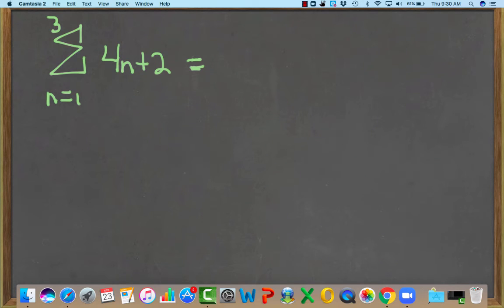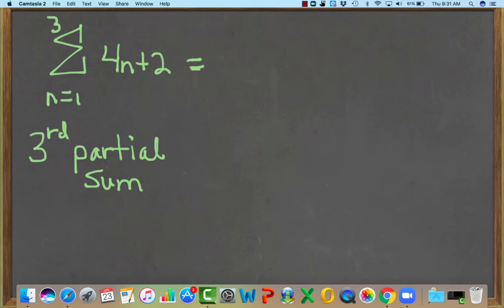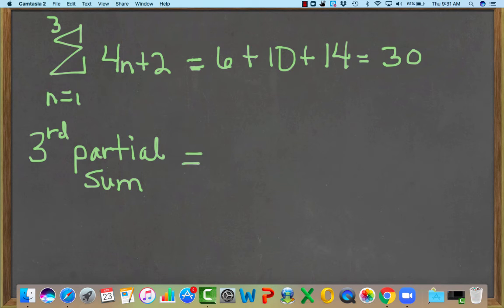Let's say that they ask us to find this sum and simplify it down. Then we would be finding a third partial sum because we are finding the sum of the first 3 terms. So if I expand this out and I put a 1 in the first time, I'm going to have 4 times 1 plus 2, so that's going to give me 6. If I put in 2, 4 times 2 would be 8 plus 2 would be 10. And then when I put in 3, I get 4 times 3 is 12, plus 2 is 14. And then if I add all that together, I get 30. So we would say that our third partial sum would be 30.